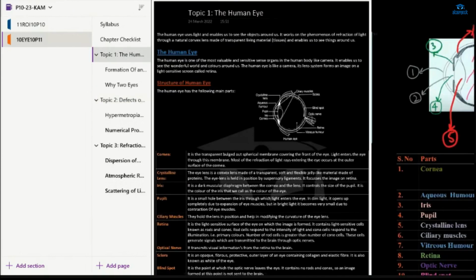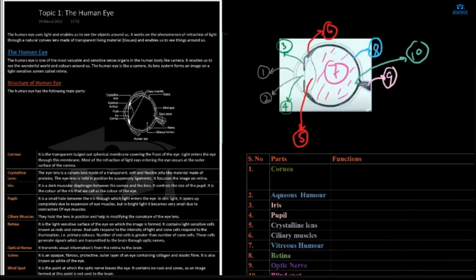So first we study the human eye. The human eye is that from which we can see this whole colourful world around us. In which phenomenon of light does it work? Refraction. Yes, refraction, because the lens is responsible for refraction, and we have a convex lens made of some tissues and cells.